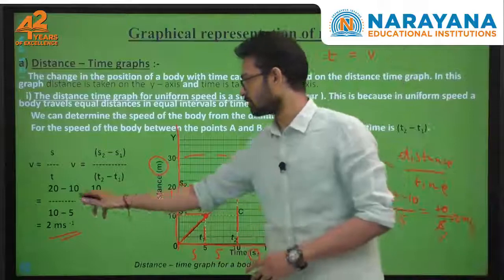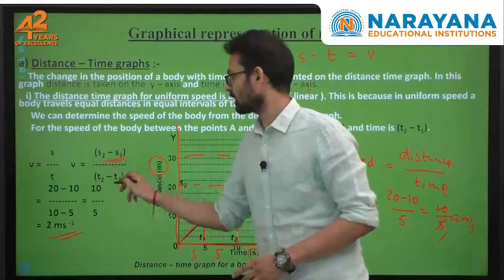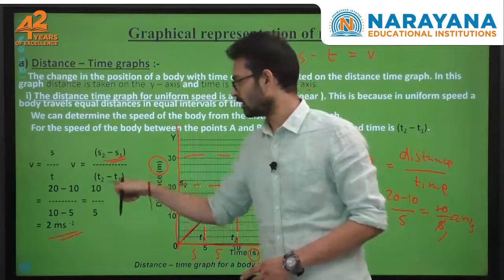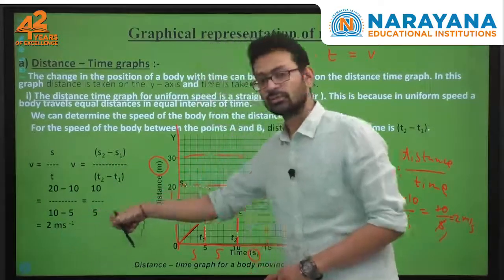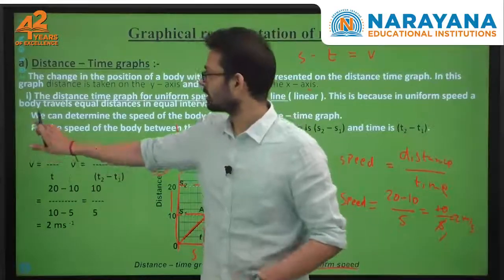So this is the formula for how you find out the velocity. This is the way you calculate the distance traveled, and this is the way you calculate the time taken, and that is how you find the speed. If the speed is constant throughout your journey, then it is called uniform speed. Now let us get into the next one.